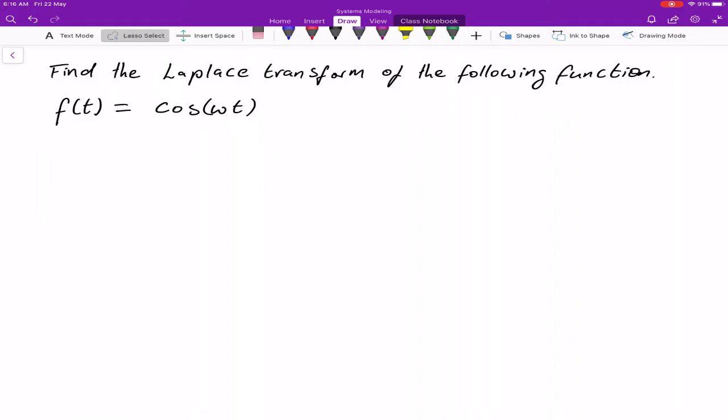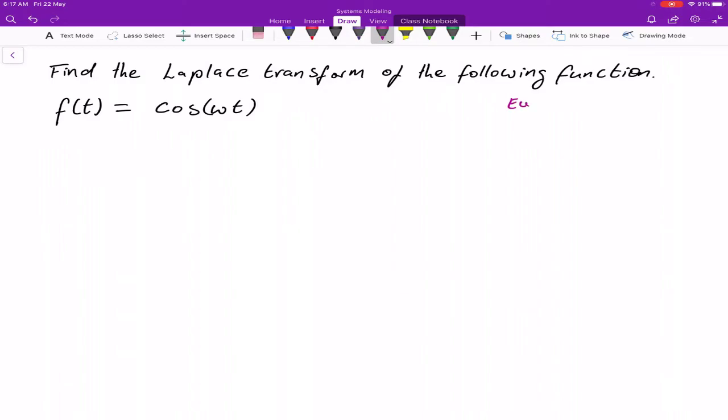We are now going to use our second method to solve the same equation that we have done earlier, the function, the Laplace transform of cosine omega t. Now, before we tackle this, let me just remind you of certain formulas that are going to be very, very useful. That is our famous Euler's formula.